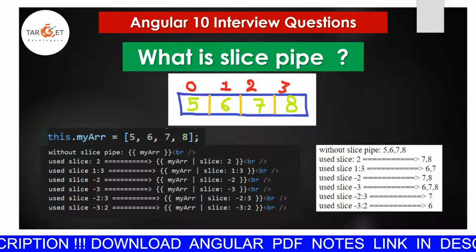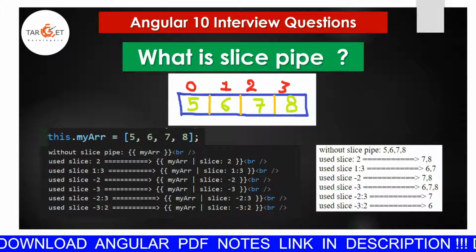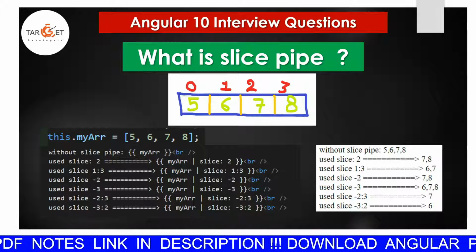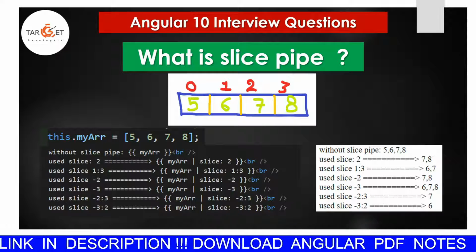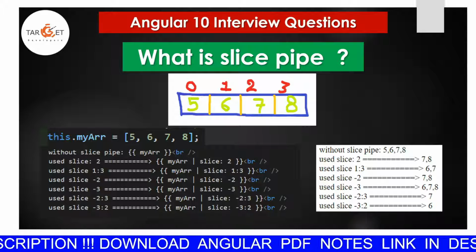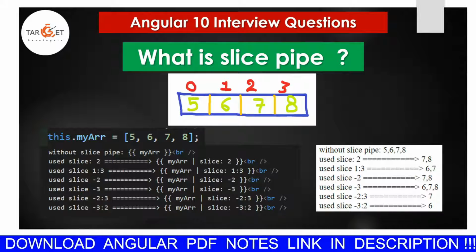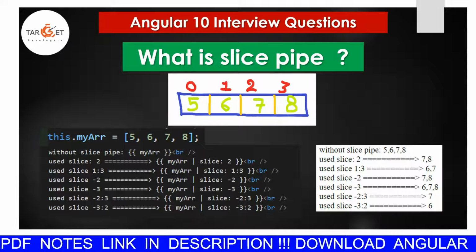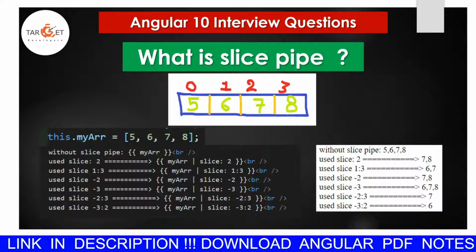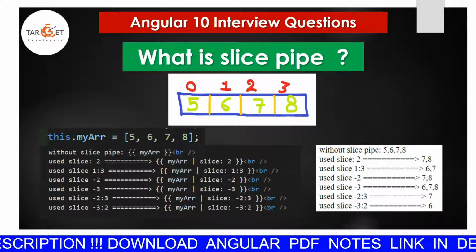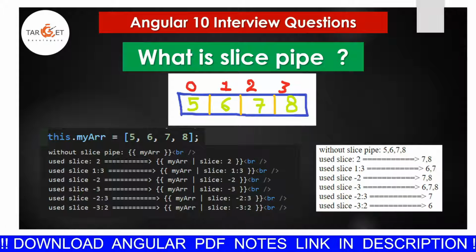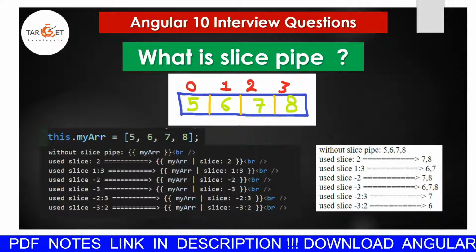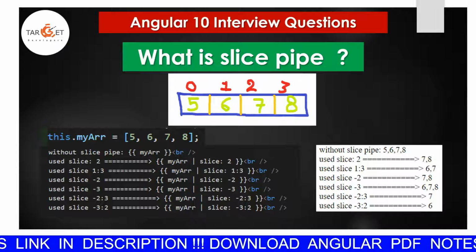If we use a slice pipe like slice 2, according to the rules, if the number is positive, then counting starts from the start, guys. If we count 0 1 2, it will print from index 2, like 7 and 8. You can see here 7 8 printing on the right side. Next we are taking slice 1 colon 3, both positive, guys. So we start from the start, 0 1, starting from 1, and ending at 3, so 2 3. Printing here 6 7.